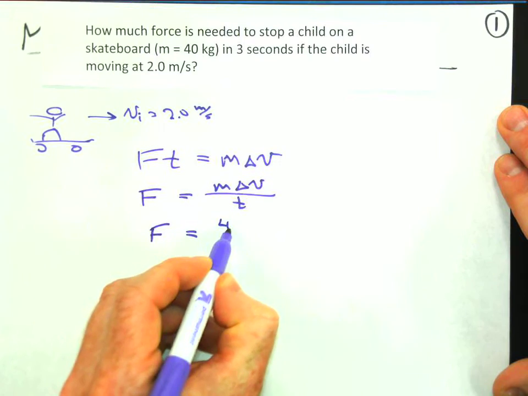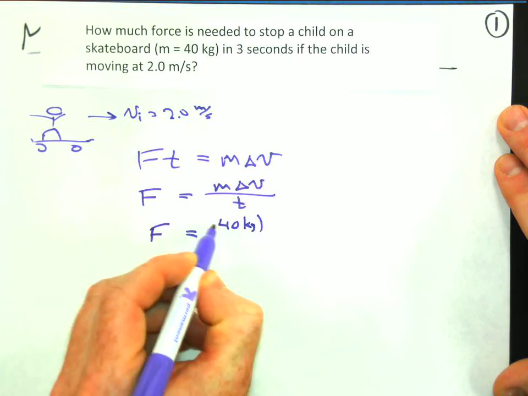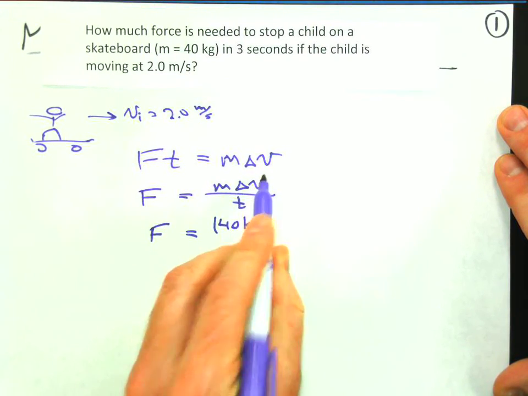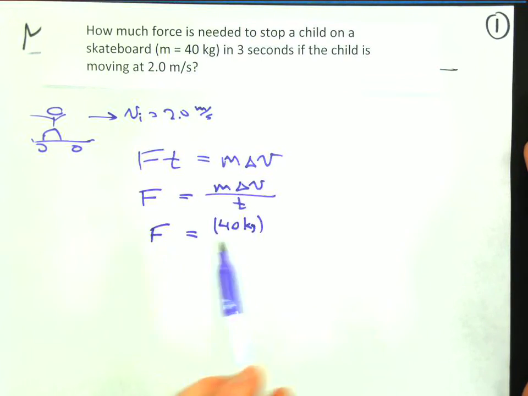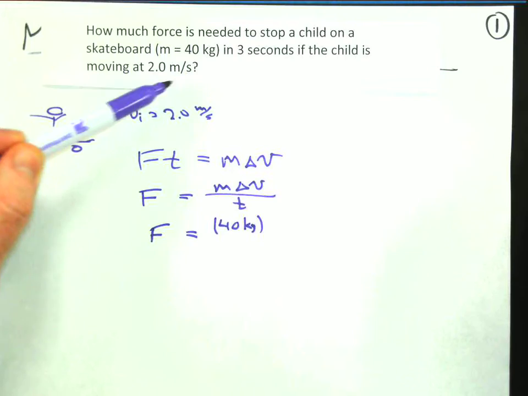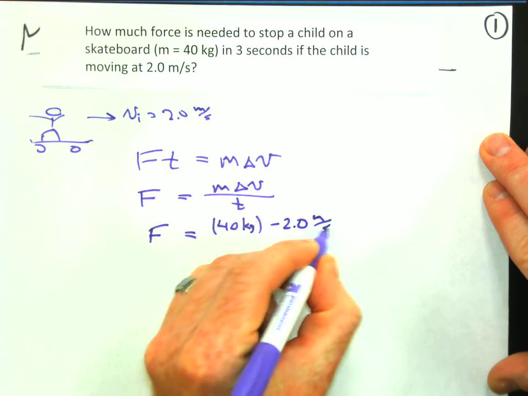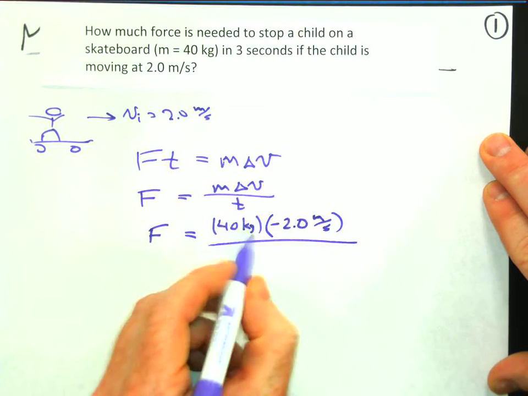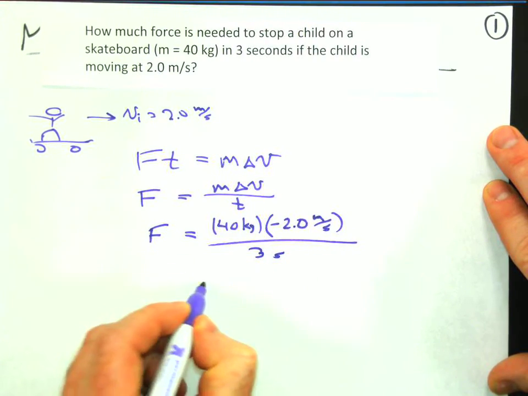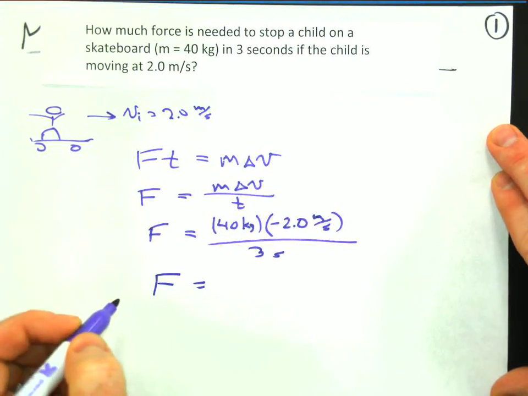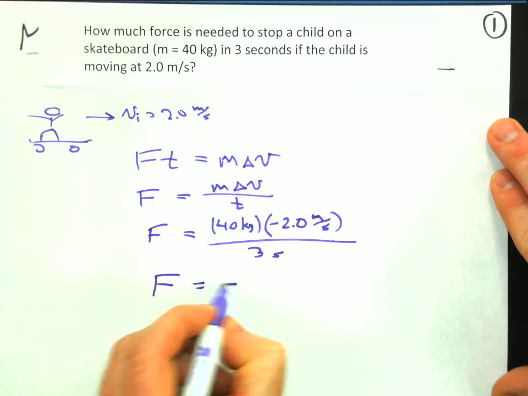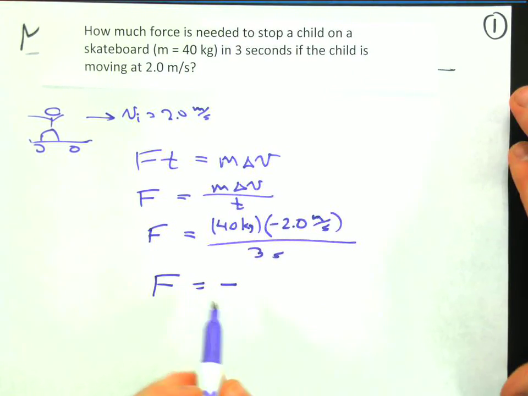So we have a mass of 40 kilograms, and we have a change in velocity. A change in velocity is final minus initial. Our final is going to be 0, and our initial is going to be 2, so this is a negative 2.0 meters per second. And our time is 3 seconds. So for the force, it looks like we're going to get a negative answer. Does that make sense? Yeah, it does.